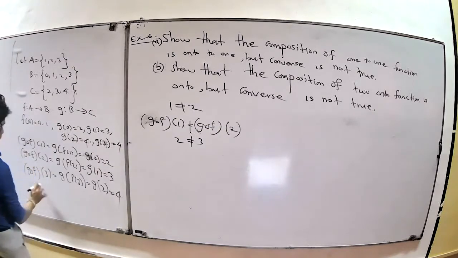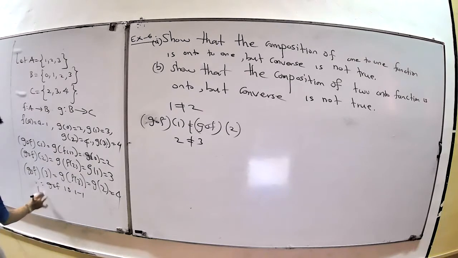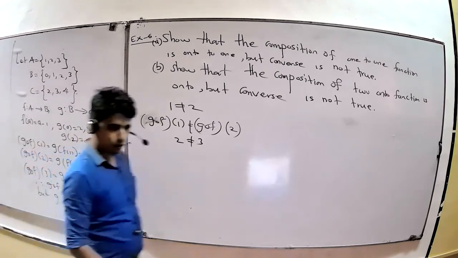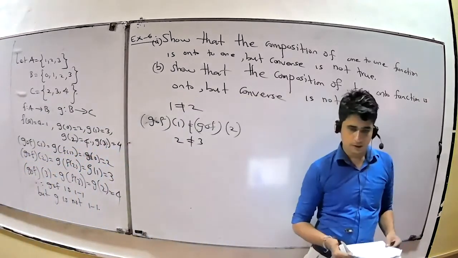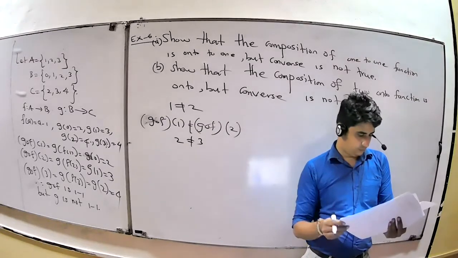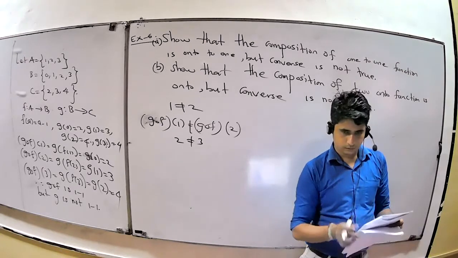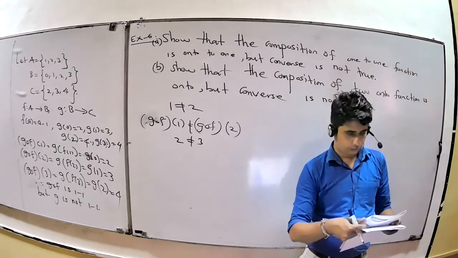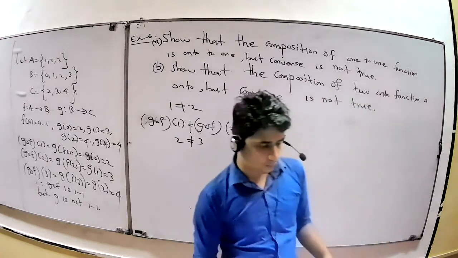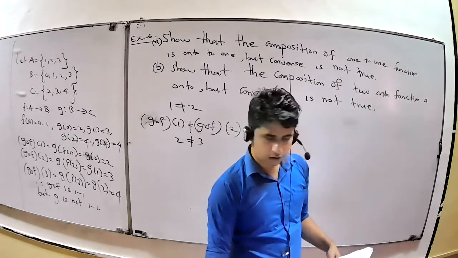Therefore g composition f is one-to-one, but g is not one-to-one. Next part: you want to show that the composition of two onto functions is onto, but the converse need not be true.